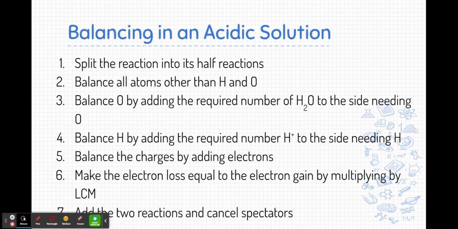Take a moment, pause this slide, and copy down these 7 steps. You'll find it helpful to have the steps in writing in front of you as I'm going through examples. So pause the slide now, and when you're ready, click play again, and I'll flip over to the whiteboard and go through an example.